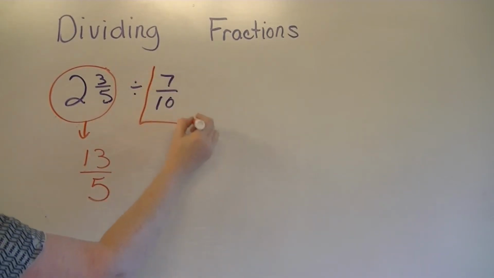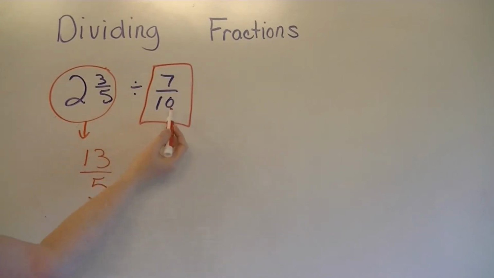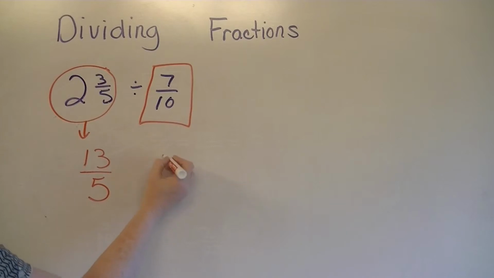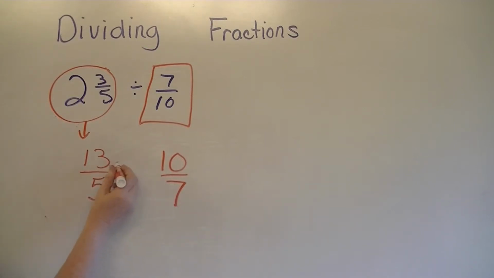And then find my division sign. The term on the right has to be flipped upside down. So I'm going to flip it, change it to multiplication. And now I'm going to look across for cross cancellation. Do 13 and 7 have a common factor that we can simplify them by?